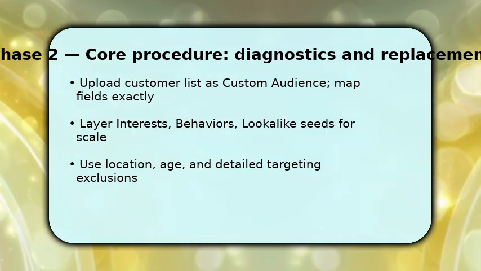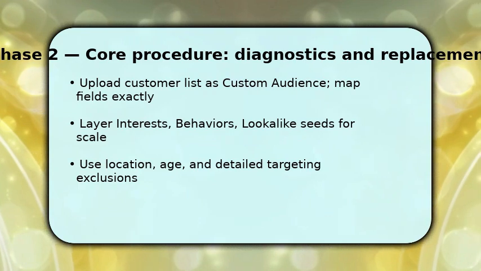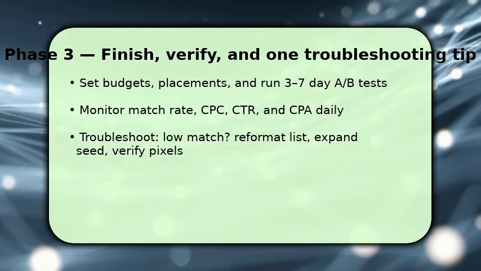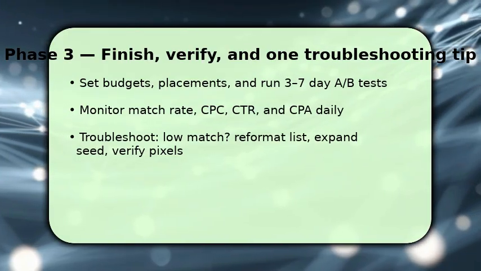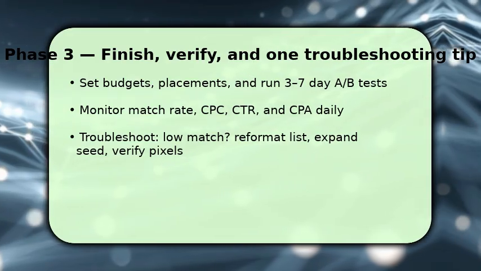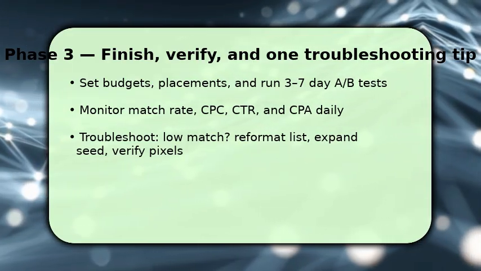You launch with clear budgets and placements, then run A/B tests against your audience variants. Short tests of 3 to 7 days reveal trends without wasting spend. Once live, watch match rate, CPC, CTR, and CPA daily so you can decide to scale winners.